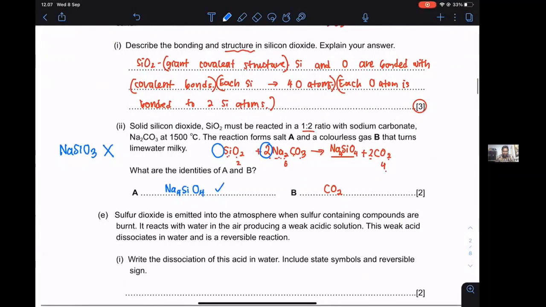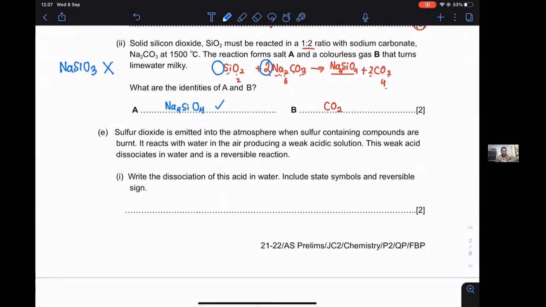Now, sulfur dioxide is emitted into the atmosphere when sulfur containing compounds are burned. So it reacts with water in air, producing a weak acidic solution. This weak acidic solution dissociates in water, and it's a reversible reaction. They already mentioned this. So write the dissociation of this acid in water.